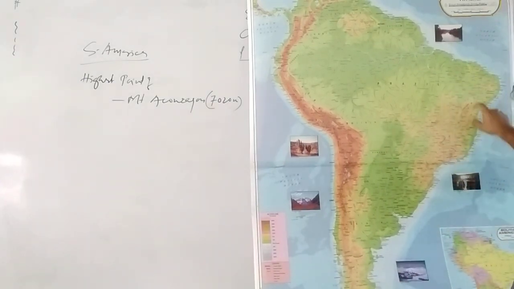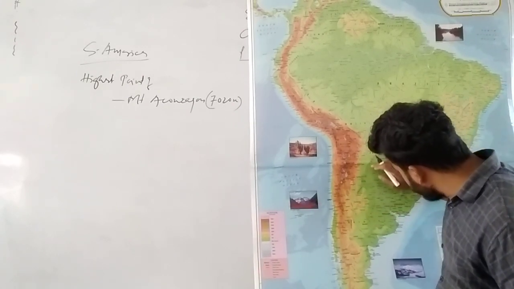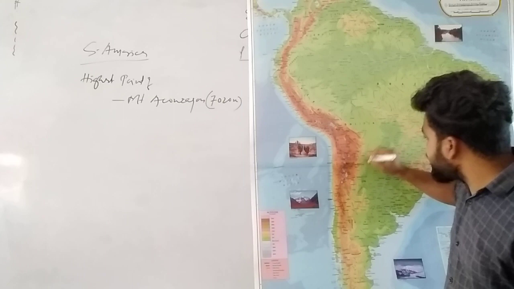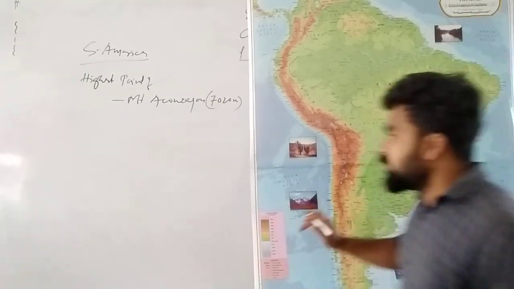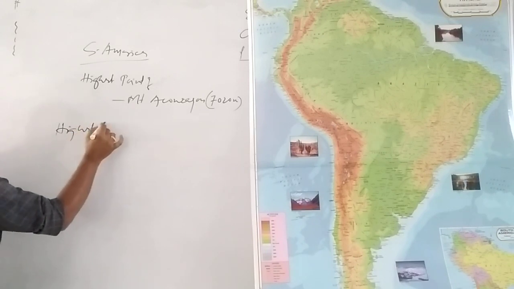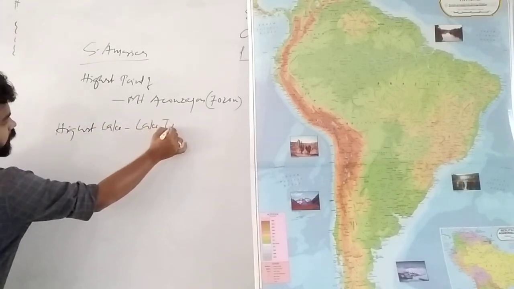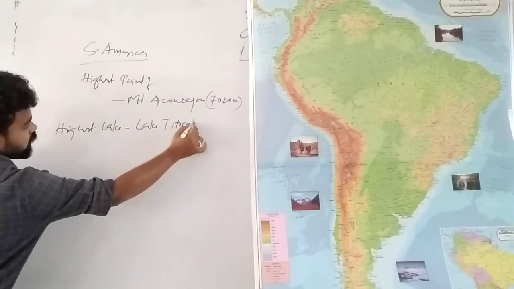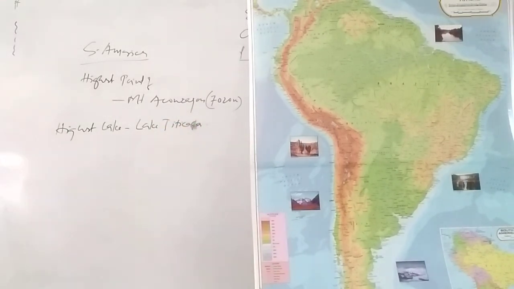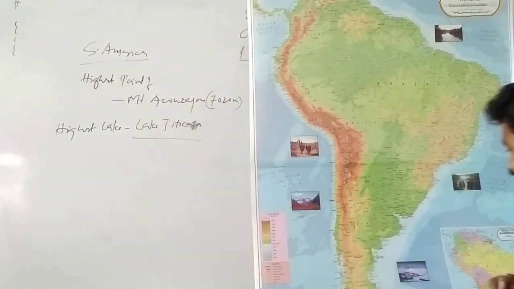Again, another lake is there, Lake Titicaca. We can see here where Lake Titicaca is. In this portion Lake Titicaca is there. That is called the highest lake in the world. Titicaca is the highest lake in the world. Not only in South America, it is in the world.